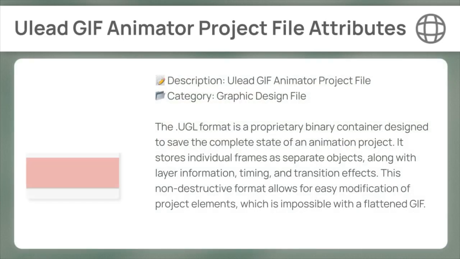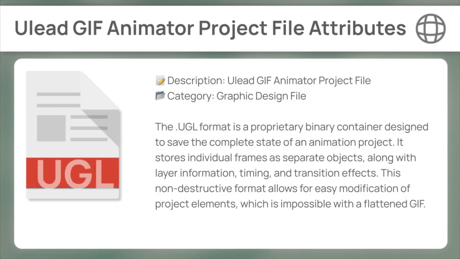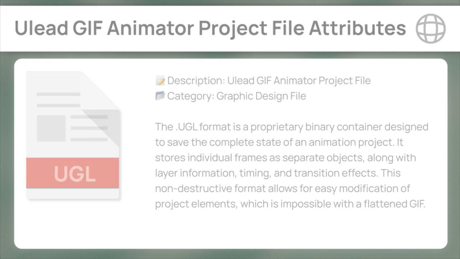The UGL format is a proprietary binary container designed to save the complete state of an animation project. It stores individual frames as separate objects along with layer information, timing, and transition effects. This non-destructive format allows for easy modification of project elements, which is impossible with a flattened GIF.